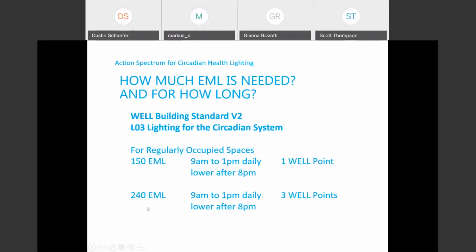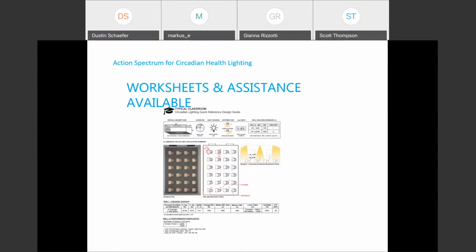You can gain 3 WELL points by having 240 EML between, again, 9 a.m. and 1 p.m. daily, and can be lowered or turned off after 8 p.m. I do not know exactly how they establish these EML levels, but it is related to circadian stimulus that is known to function to help keep people in sync with their biological rhythms.